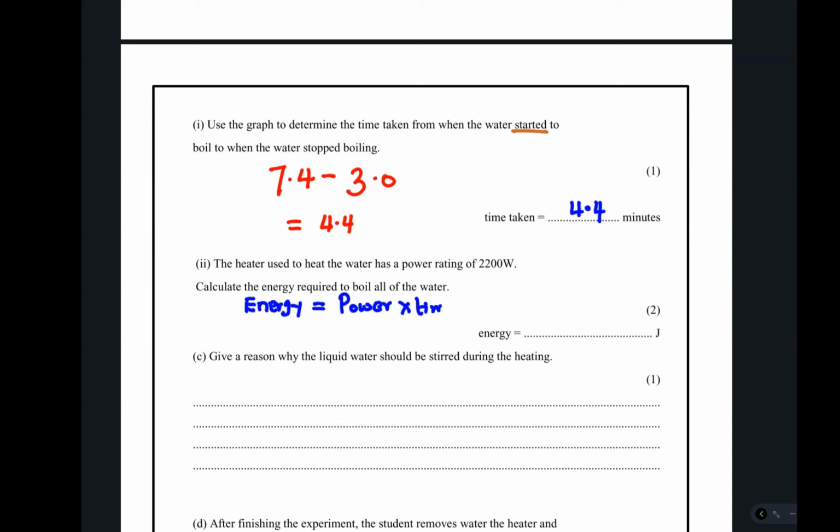Moving to the next one, this question is testing whether you understand the formula energy equals power times time. We are supposed to work out the energy that was required for the water to boil. In that case, we have the power times 4.4. Remember, 4.4 was in minutes, and our time has to be in seconds. That's why I'm multiplying by 60 so that we have the time in seconds. If we work this out, can you check with me? What are you getting? We are going to get 580,800 as the final answer at this point.